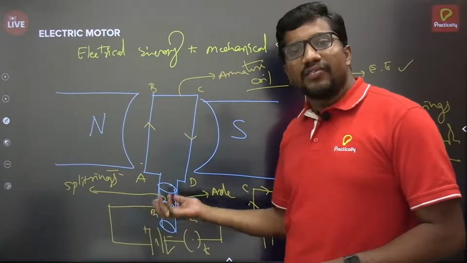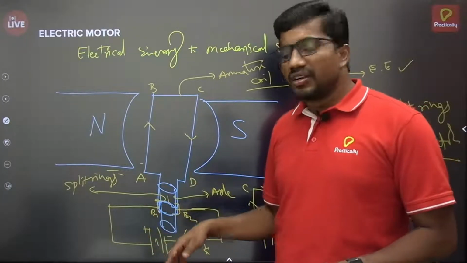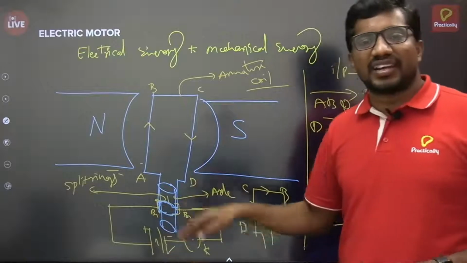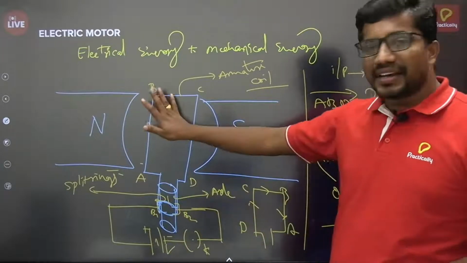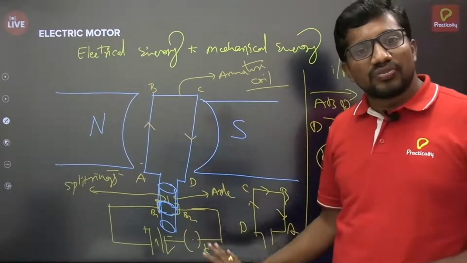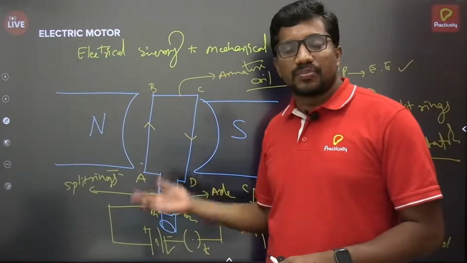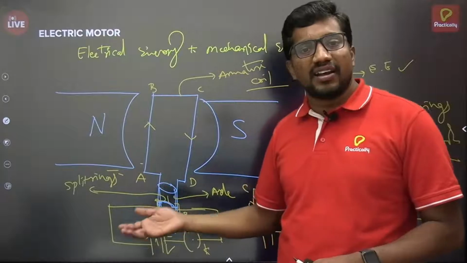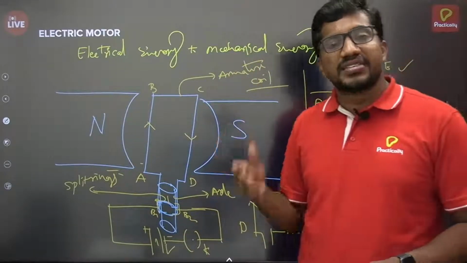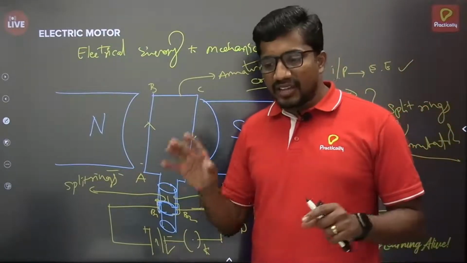Thereby we can obtain mechanical energy from the given electrical energy. So electrical energy is converted into useful mechanical energy, and these motors we can use in mixers, grinders, washing machines, electric fans, etc. So this is the way that you have to answer.